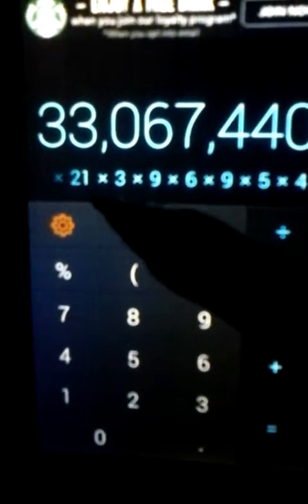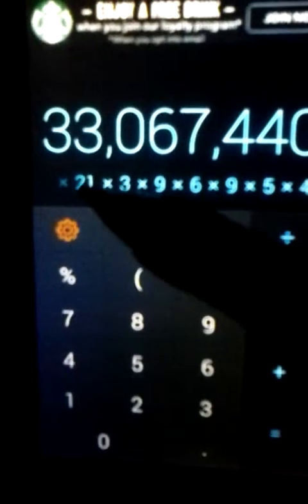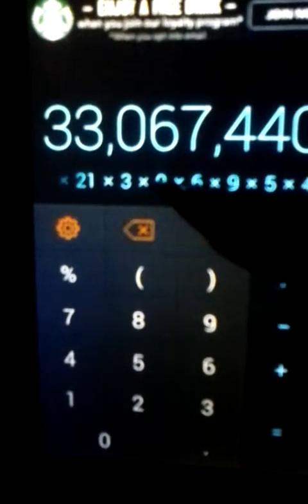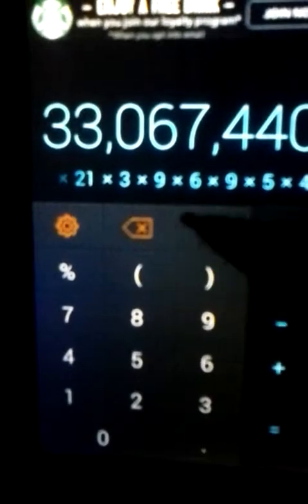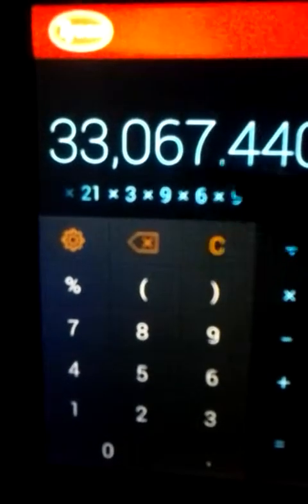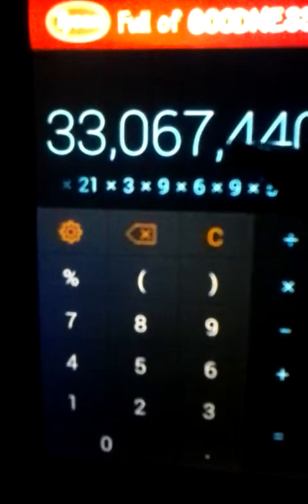Also, inside this calculation, you find all the years that Adam lived, 930 years. You find all the years that Jacob lived, 147.